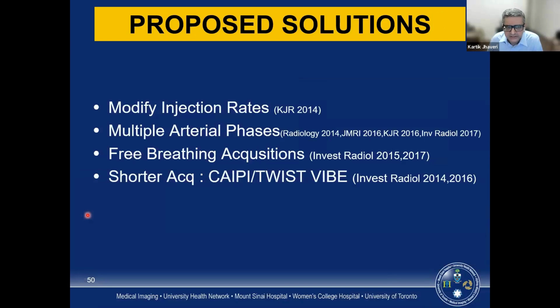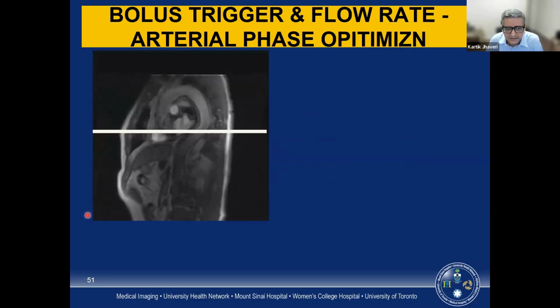So the proposed solutions are, one is to modify the injection rate, which is the easiest, is to drop the flow rate to 1 mL per second, or acquire multiple arterial phases, which requires advanced MR hardware and software, which many scanners may or may not have. You can also perform free breathing acquisitions, which are, again, multiple arterial phases, requiring some advanced software. Or you could perform shorter accelerated acquisitions, such as cryptoremia, TWIST-VIBE, which again requires further advanced sequences. So the easiest solution, as I said, is to drop the flow rate, and that's what we do.